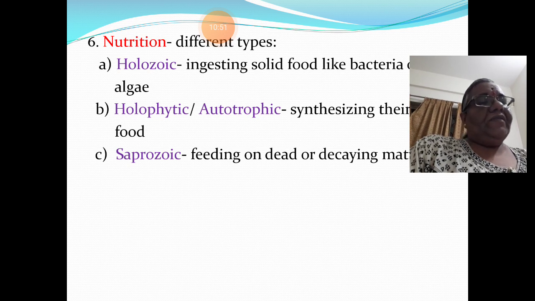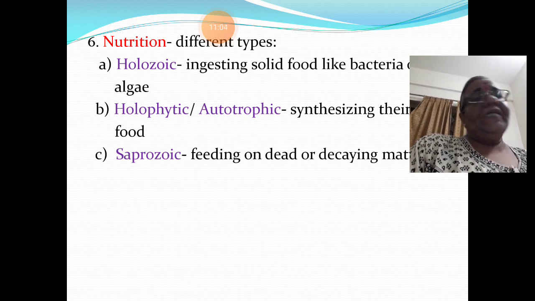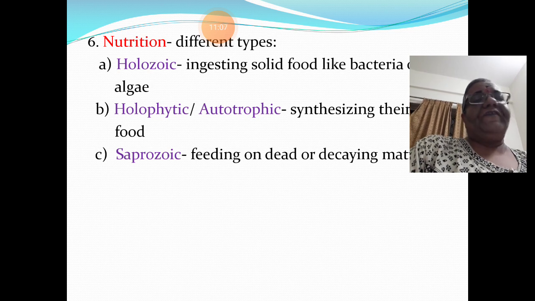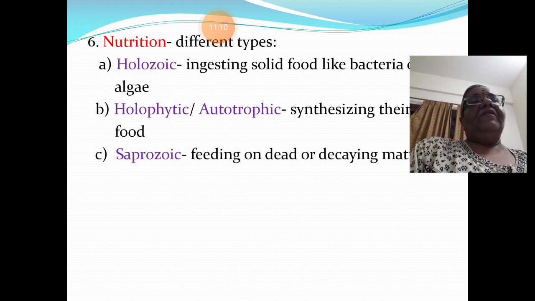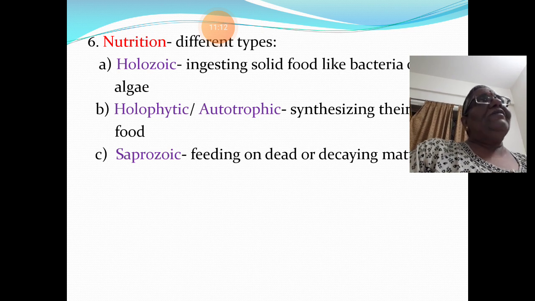Then the third type of nutrition pattern happens to be saprozoic. Saprozoic, or it's also called osmotrophy. It is not there on the slide. Please note down: saprozoic nutrition or osmotrophy. Here, the organisms feed on dead or decaying matter. Best examples for this happen to be Balantidium coli and Entamoeba histolytica.